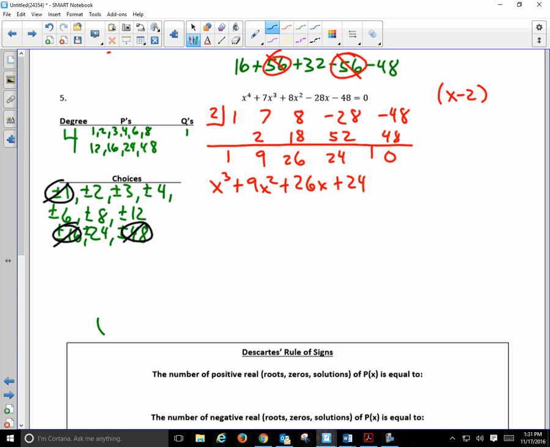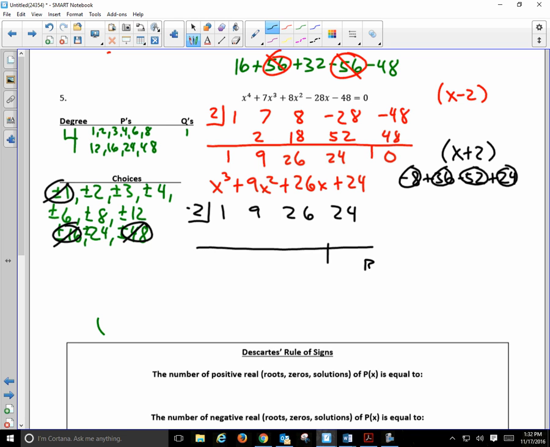If you plug in negative 2, we get a negative 8. Negative 2 squared is 4 times 9 is 36. Minus 52. What's 24? And you can see that the 36 and the 24 make 60, and then the negative 8 and negative 52 make negative 60. Sure enough, it makes 0. So negative 2 works. So what's my factor? X plus 2. So I'm going to take the negative 2 and divide it in.